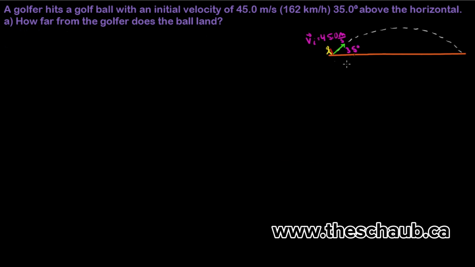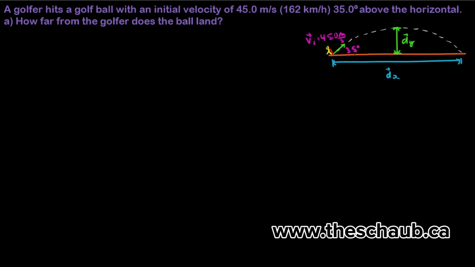In part A, we're asked how far from the golfer does the ball land, and that's our horizontal displacement here. So we can add that to the diagram. That's our D in the X direction. In part B, we're asked the maximum height reached by the ball, so that's our displacement in the Y direction. So we can add that to our diagram as well, right here. So that's the maximum height reached in the Y direction. So that's our displacement Y.